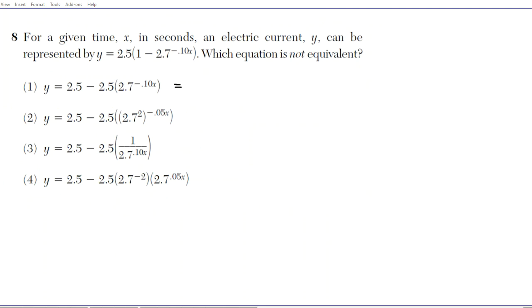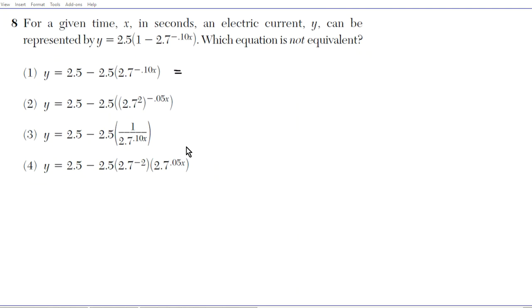Alright, let's take a look at question 8. It reads, for a given time x in seconds, an electric current y can be represented by y equals 2.5 times the quantity 1 minus 2.7 to the negative 0.1x. Question, which equation is not equivalent? Okay, so which equation is not equivalent to this equation that we have up here?